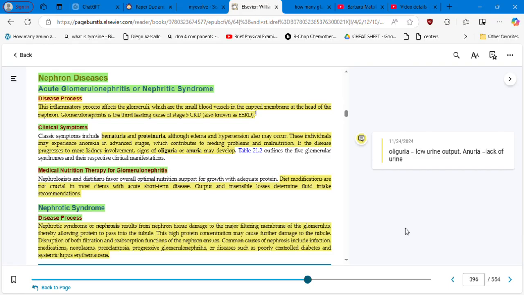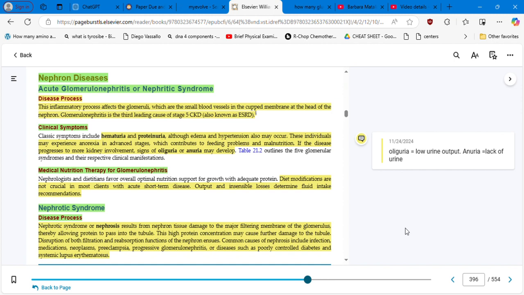Now we are going to talk about nephron diseases. We have first acute glomerulonephritis, right? So right there you understand that this is going to involve the nephrons and the glomerulus, which is also known as nephritic syndrome.